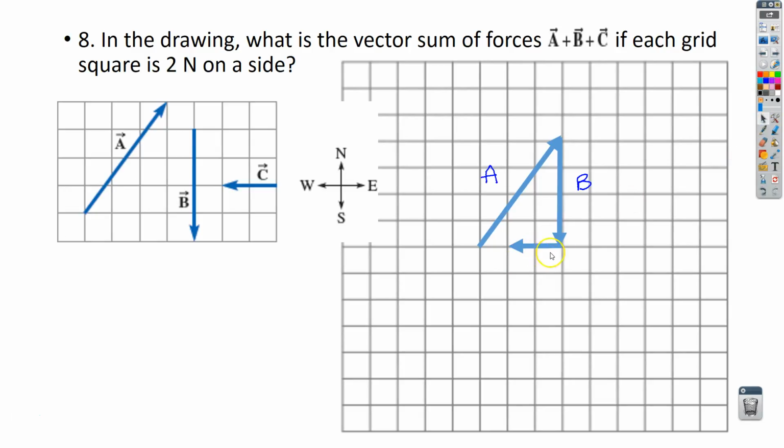And so there's our C. So this would be letter C. Now we can connect from the tail of the first one back over to the head of the last one. And when you do that, you get this red arrow.